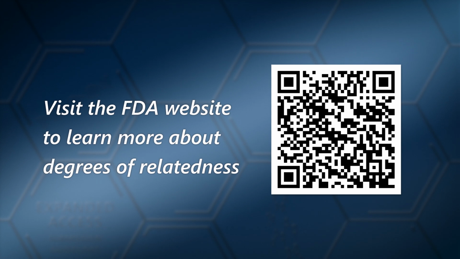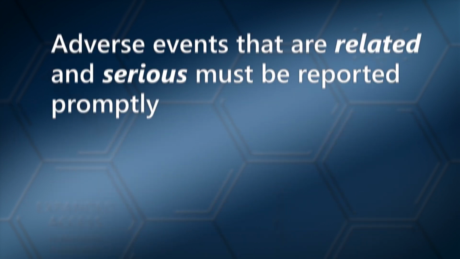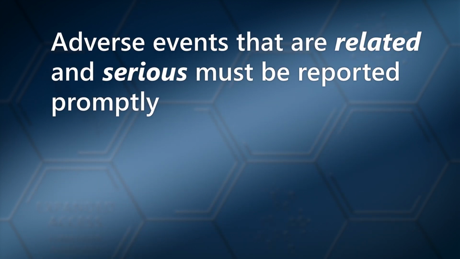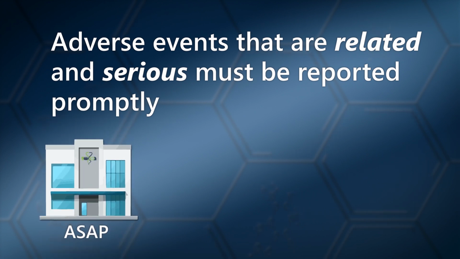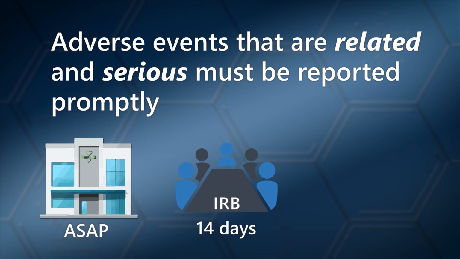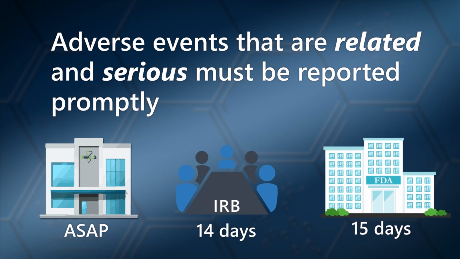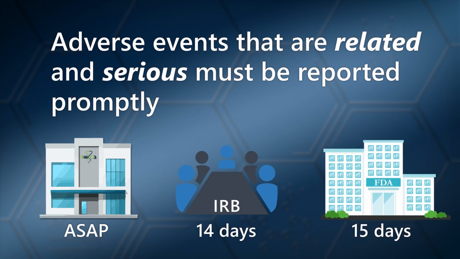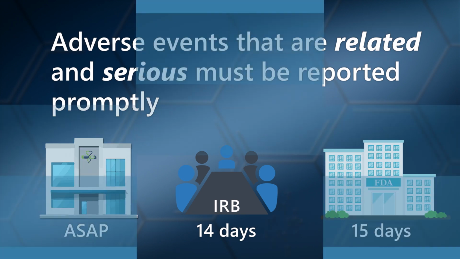There are many degrees of relatedness, which are defined on the FDA website. The important thing to know is that adverse events that are related and serious should always be reported in a timely fashion. Report to the manufacturer as soon as possible, to the IRB within 14 days, and to the FDA within 15 days. Reporting may be required faster if the event was also unexpected.